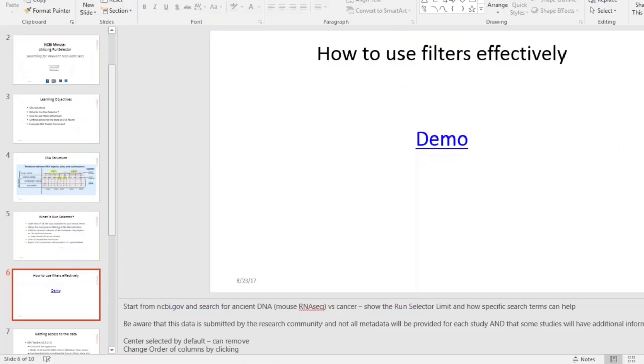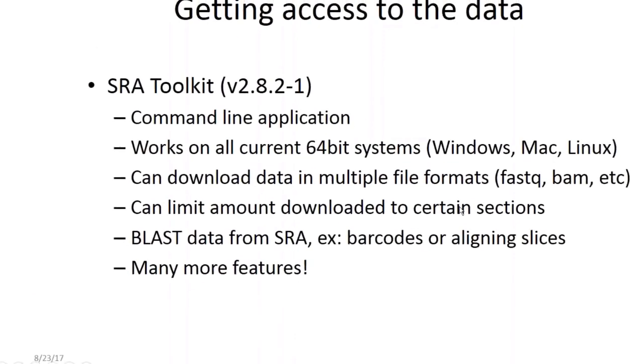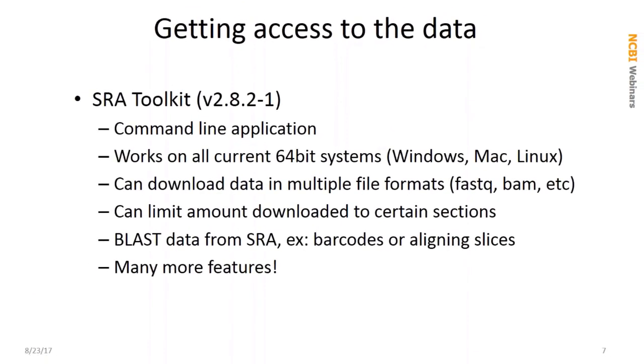All right, let's jump back into our slideshow here. Okay, so now you have all of this metadata information, all of these run accessions. How do you get access to the actual data files? You're going to use SRA Toolkit. This is a command line application that works on all current 64-bit systems, Windows, Mac, and we have 2 versions for Linux. You can download the data in multiple data formats, the most common being FASTQ, but for any aligned data you can also download BAM files, and then we also have SFF files, among others.